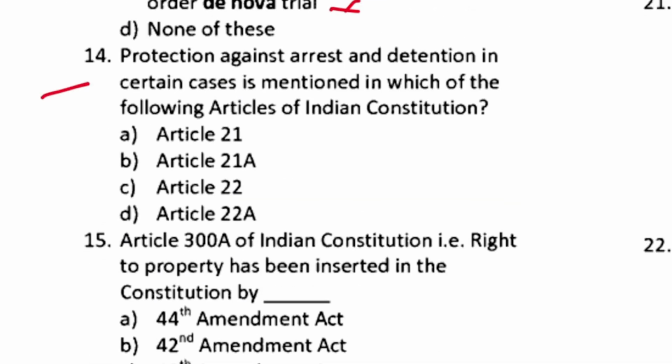Next, 14. Protection against arrest and detention in certain cases is mentioned in which of the following articles of Indian Constitution? Article 22. C is the answer. It is a fundamental right.